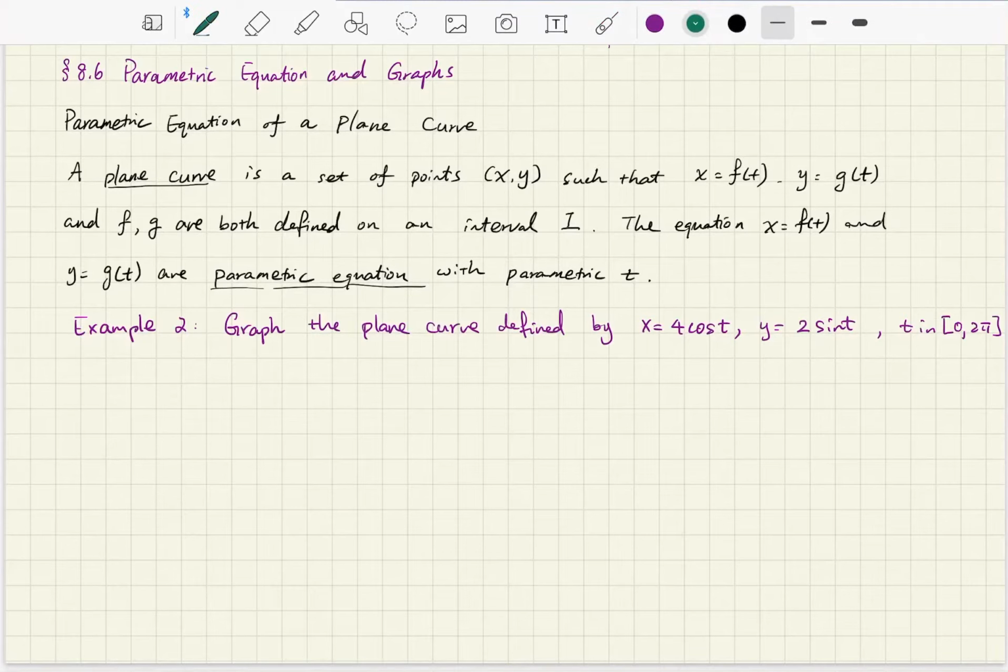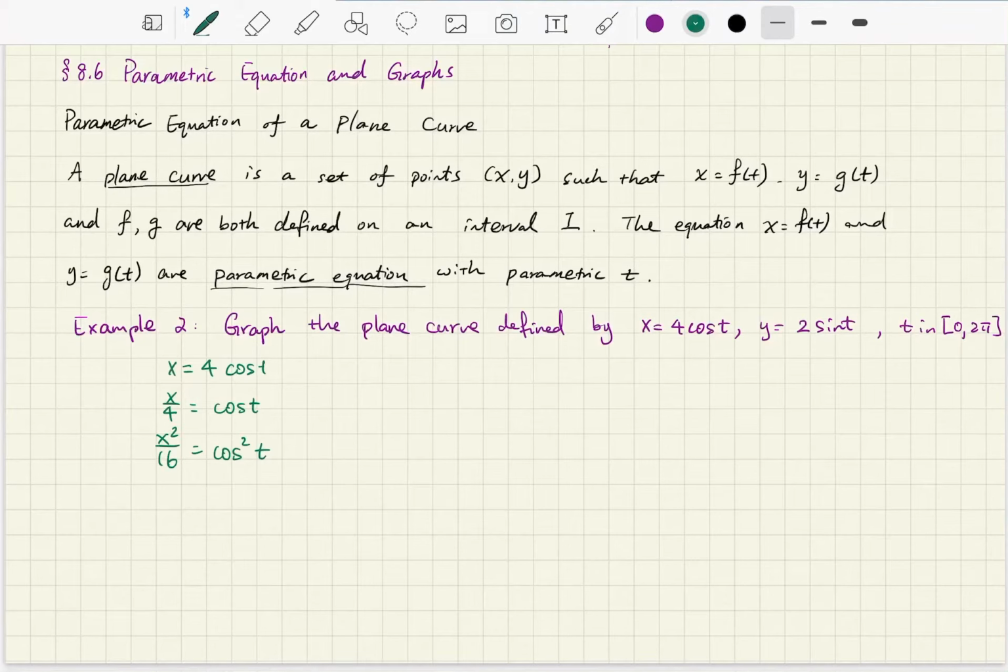So I have x equals 4 cosine of t. Since I have cosine and sine, I can use the identities from the trig values. So I can first solve for cosine of t by dividing by 4 and then squaring both sides. So I got cosine squared t equal to x squared over 16.